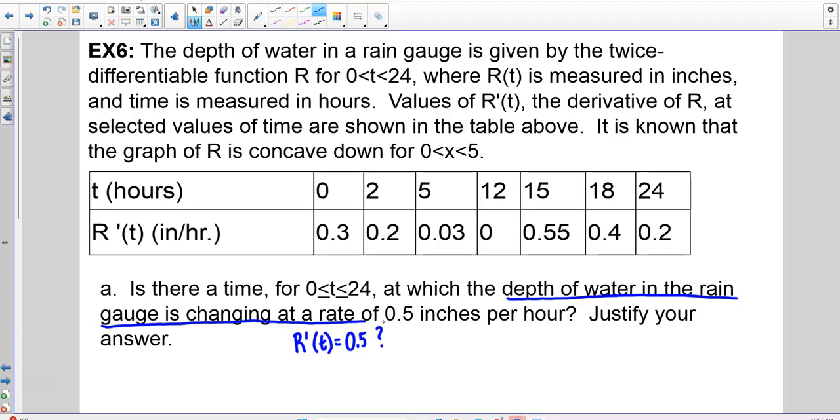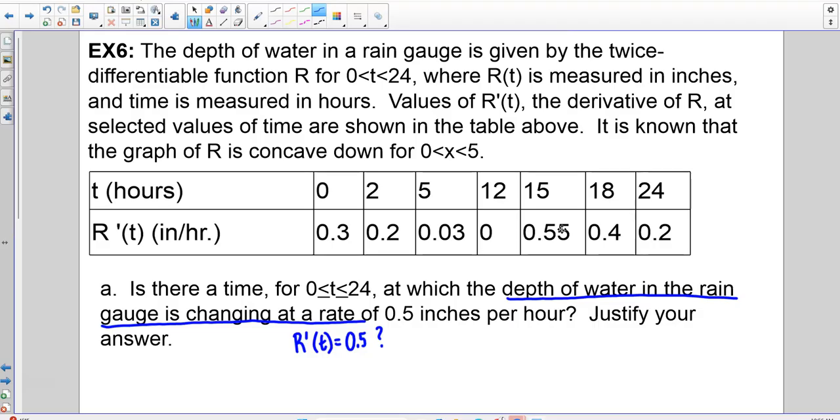Okay, I'm seeing Connor nod his head yes. Why do you say yes, Connor? Intermediate value theorem. You have to use this point right here because that's the only time that your derivative is greater than 0.5. You could really use any of the other points on the table as well, because all of the rest of them are below 0.5, but we definitely go from a lower number to a number higher than 0.5.